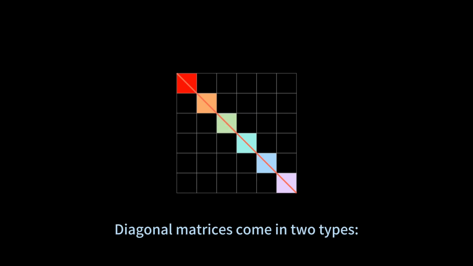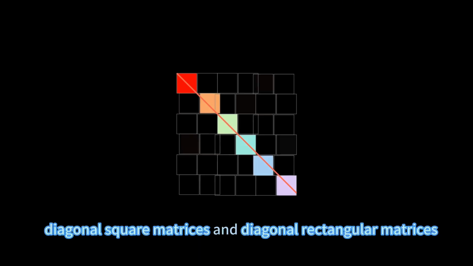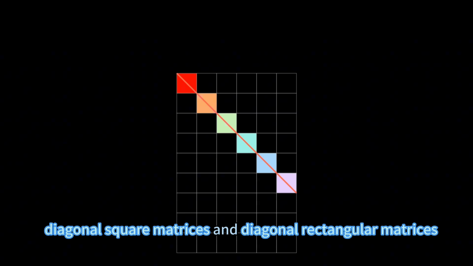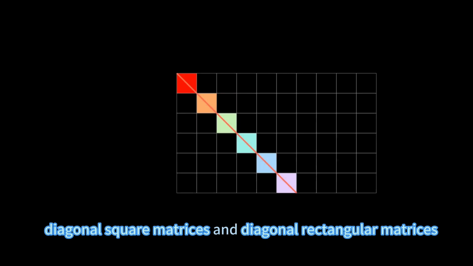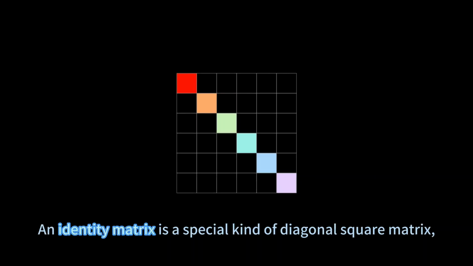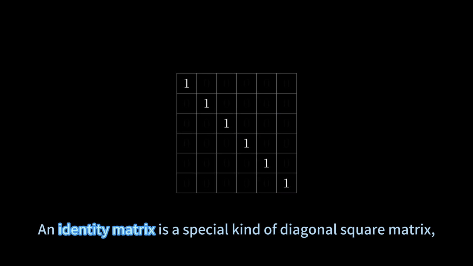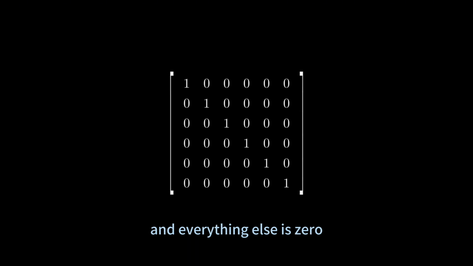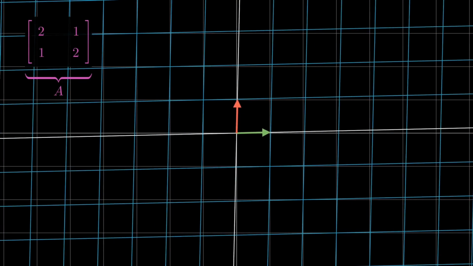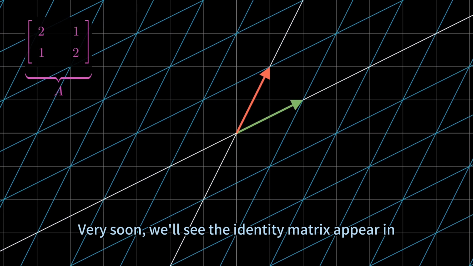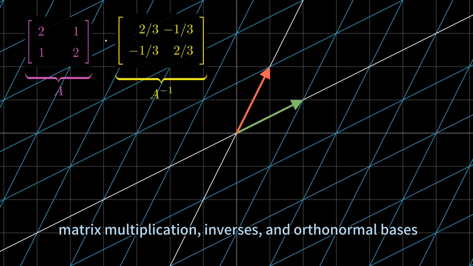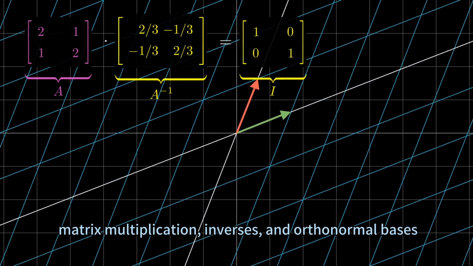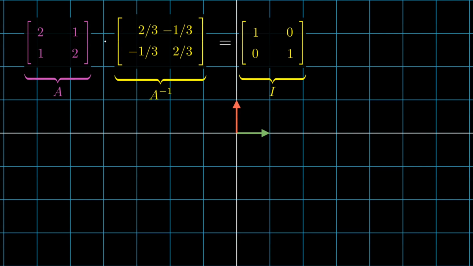Diagonal matrices come in two types: diagonal square matrices and diagonal rectangular matrices. An identity matrix is a special kind of diagonal square matrix where all the diagonal entries are 1 and everything else is 0. Very soon we'll see the identity matrix appear in matrix multiplication, inverses, and orthonormal bases.